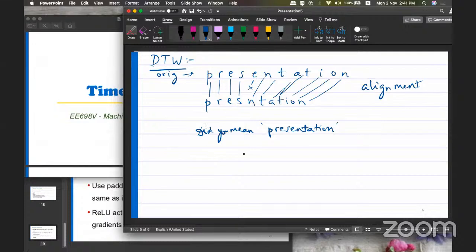So how you do it is like this. You will take a matrix. It will have presentation. Let me only write until present so that things are easier. And here, right? And I will say P and P are matching. P and R don't match. P and E don't match. P and S don't match. P and R don't match, but R and R match. E and E also match. They don't match. S and S match.